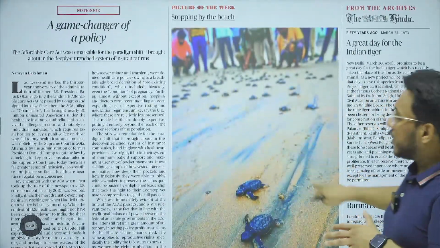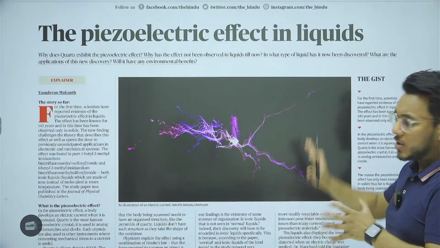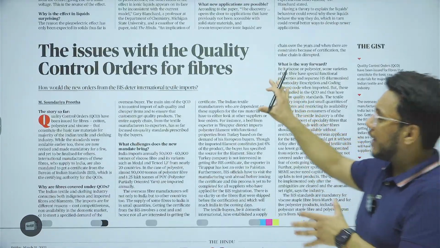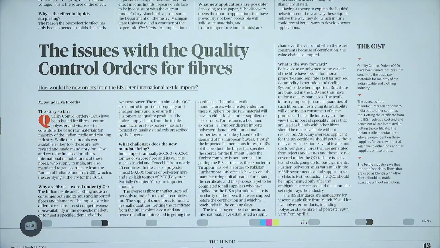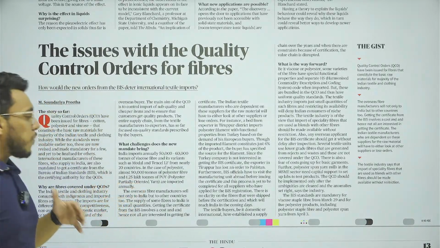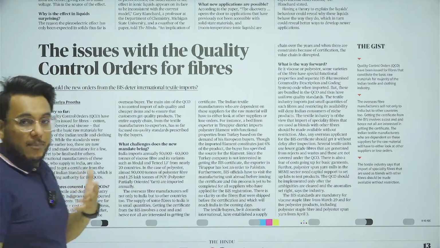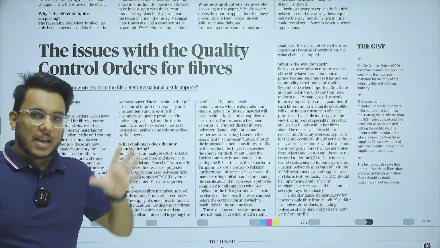Then further moving on in this particular direction, the piezoelectric effect in liquids. We'll see this article with respect to science and technology. Then "The issue with the quality control order for fiber." So guys, recently quality control orders for fiber, cotton, polyester, viscose have been released. Now understand this particular thing: India, as we talk about today, is importing a lot of fibers, and such quality control measures will help with that. This is the one-line concept.